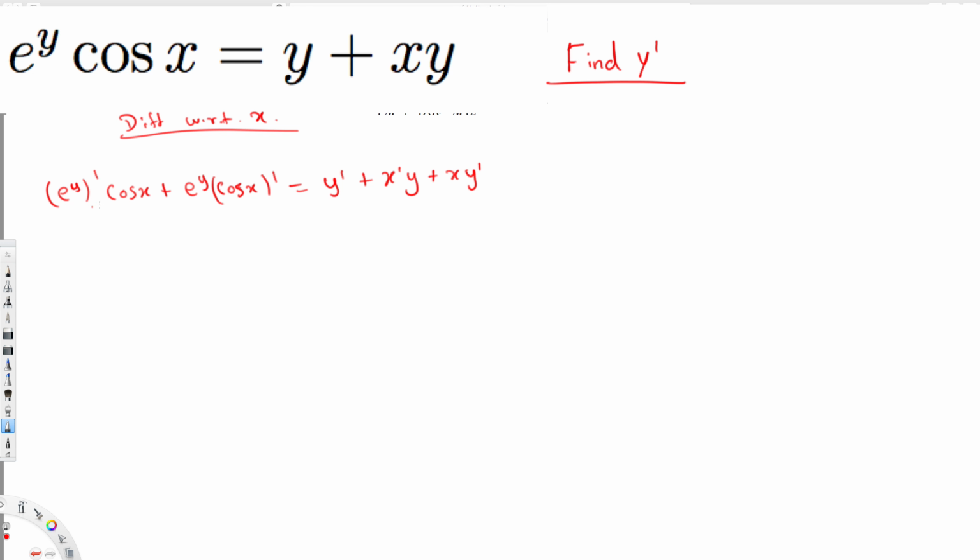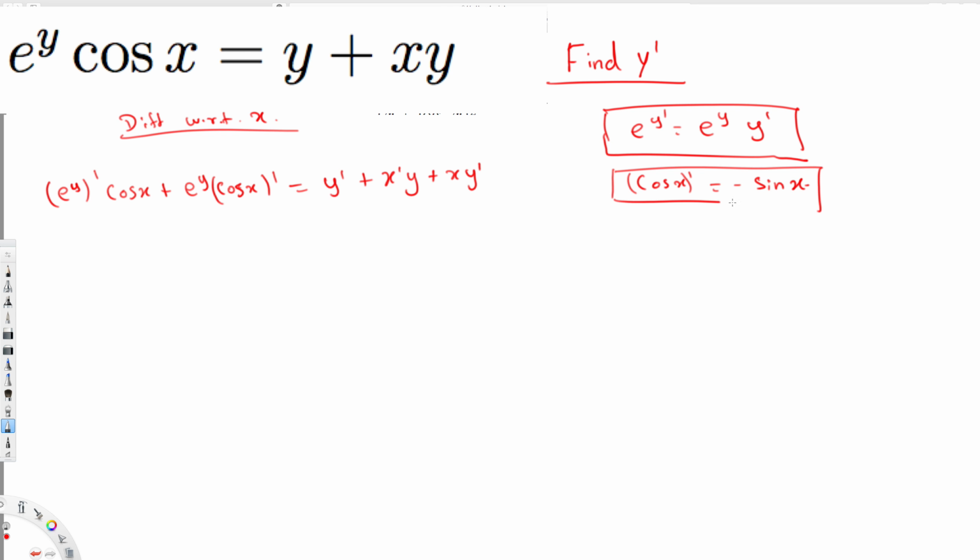So let's do this one. Before I approach this one, I have to know one common rule. The derivative of e^y is equal to e to the power y times y prime. That's what we have to remember before we approach this question. So in this case, we have e^y prime right here. Also cos x prime, we have to know that. Cos x prime is actually equal to minus sin x. So that's what we have to remember.